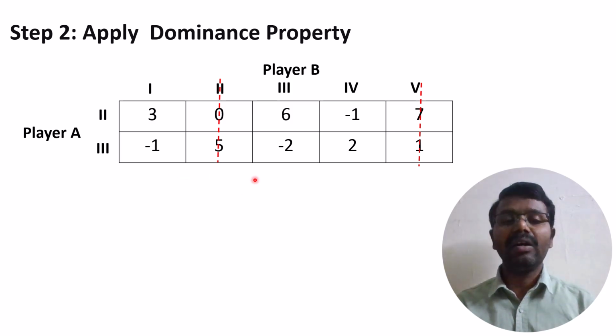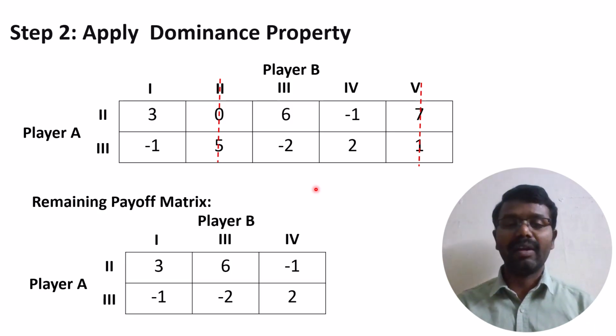Now we are left with a 2 by 3 matrix, which we are going to write separately. Let us see if anything is dominating. 3 is not dominating 4 because 6 is dominating minus 2, but minus 2 is not dominating 2. And 3 is dominating minus 1, but minus 1 is not dominating 2. So neither the first, second, third nor fourth strategy is dominating any other strategy.